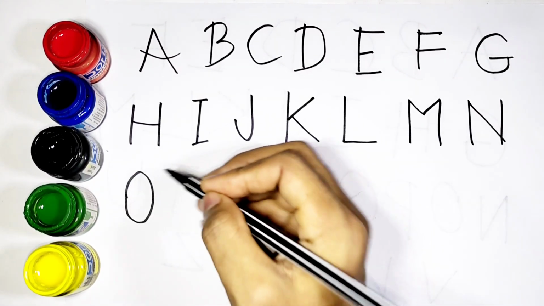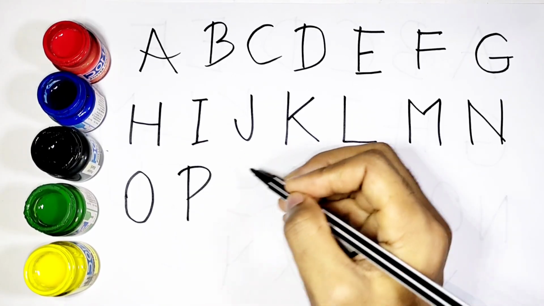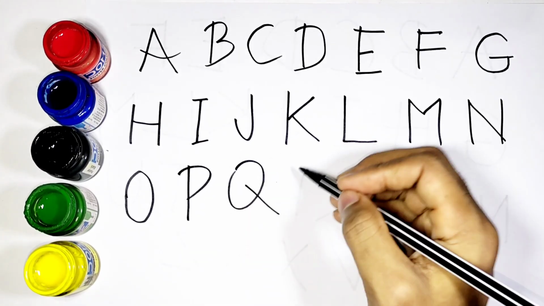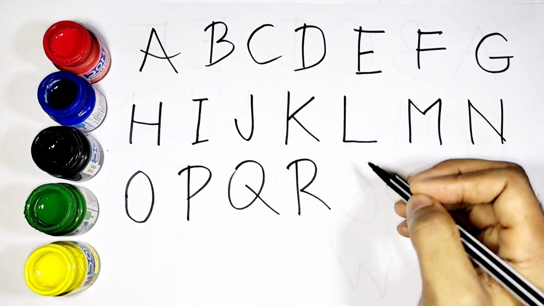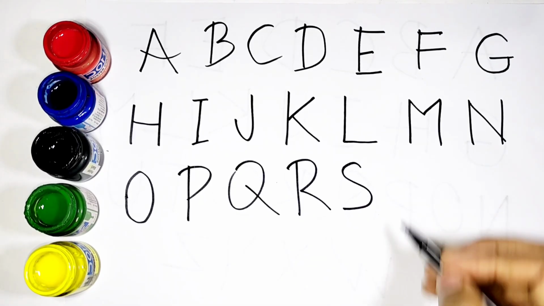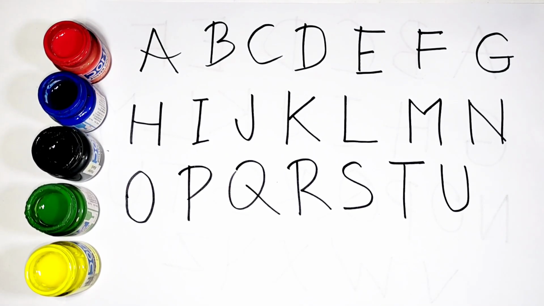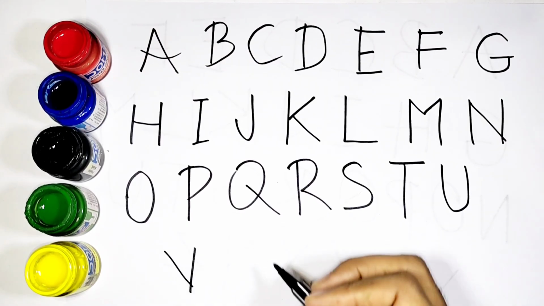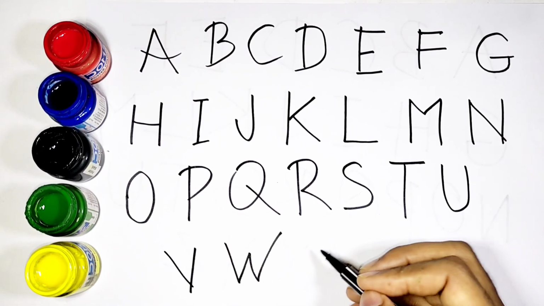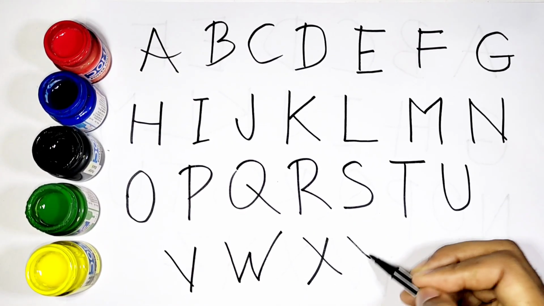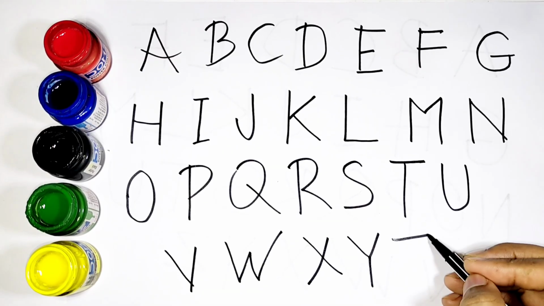Kids, the next one is O. Now we draw P. And the next one is Q. R. The next one is S. Now we draw T. U. And the next one is V. W. X. Y. And the last one is Z.